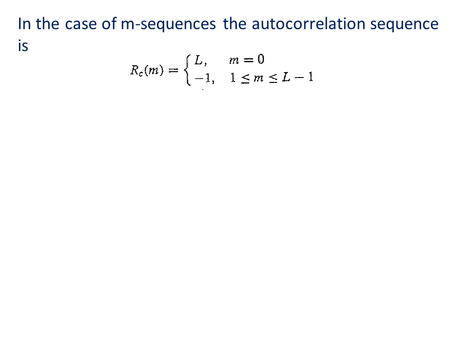So in the case of M sequences, the autocorrelation sequence is RC of M equal to L if M is equal to 0, that means without shift, and it is equal to -1 for other values of M, where M lies in between 1 to L minus 1. This is the important thing we need to remember.